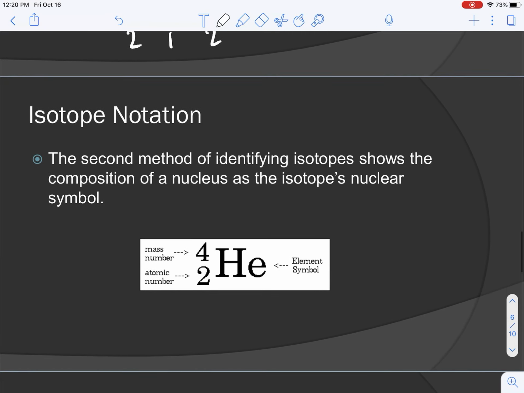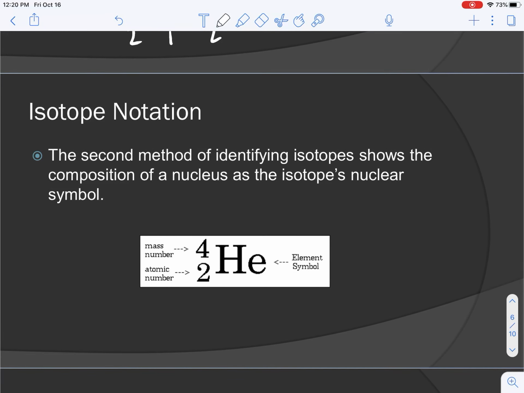You can also represent them this way as well. It means the same thing. So this one, written as helium-4, can also be this. It means the exact same thing. Those two things give you the same amount of information. So the mass number is on top here in the symbol, and the bottom number is the atomic number, and obviously that's the element symbol there. You can calculate protons, neutrons, and electrons from either one of these and get the same number.